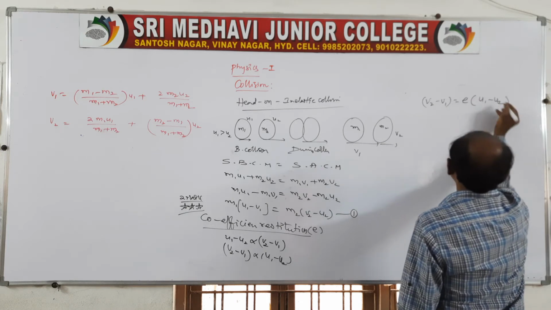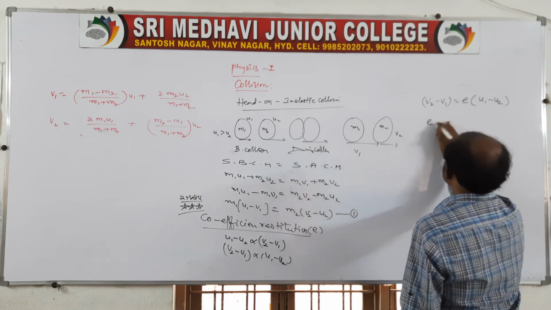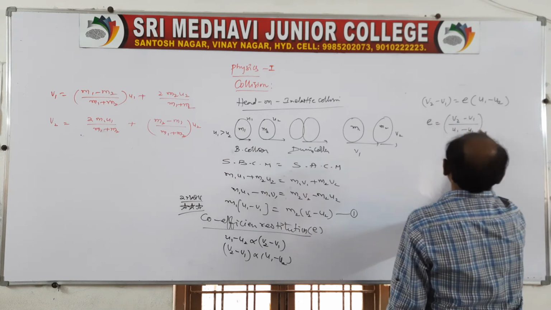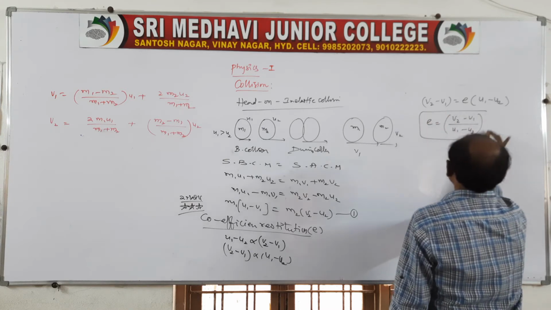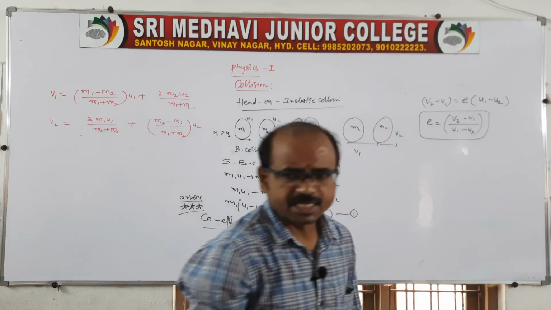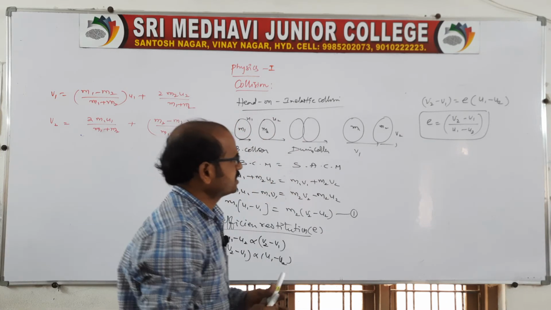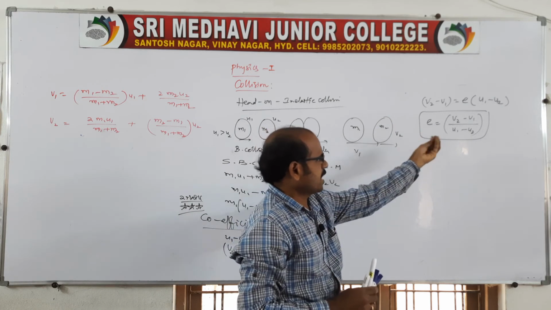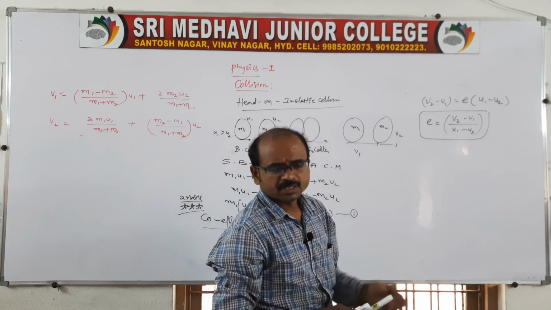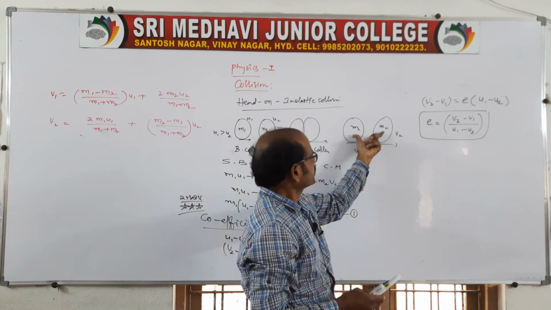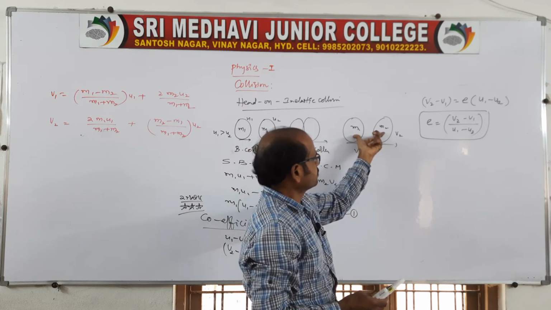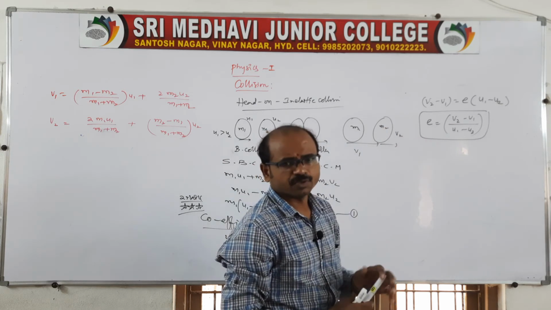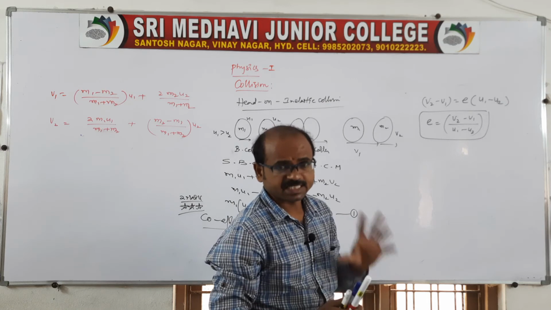What is E? E is nothing but the coefficient of restitution, so that E is equal to v2 minus v1 by u1 minus u2. So the statement is to be defined as, it is the ratio of the relative velocity of separation after the collision to the relative velocity of approach before the collision. It is nothing but the coefficient of restitution.